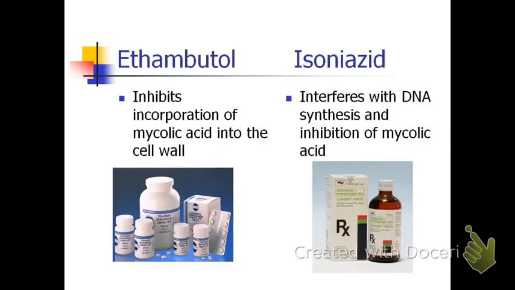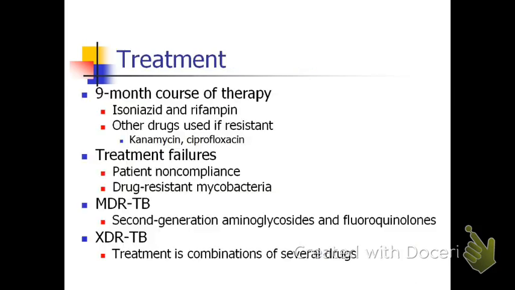And then ethambutol will inhibit the incorporation of mycolic acid in the cell wall. So without mycolic acid, it will not strengthen the cell wall of the mycobacterium. And then isoniazid would interfere with DNA synthesis, and because of this, there would be inhibition of mycolic acid. Okay, so yeah, it's a 9-month course of therapy.